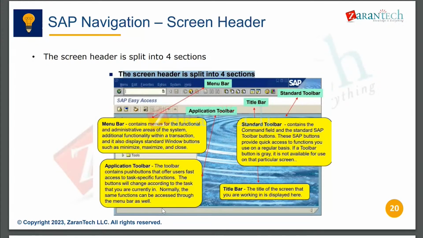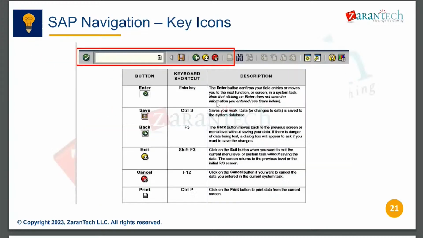Okay, so this is the menu bar where you have some additional buttons. If you click those buttons, then you can navigate to different functionalities. And the application toolbar and title bar. For each session you have one title bar with respect to your transaction. Okay, and these are the different types of button: enter button, save button, back button, exit, cancel, print button.